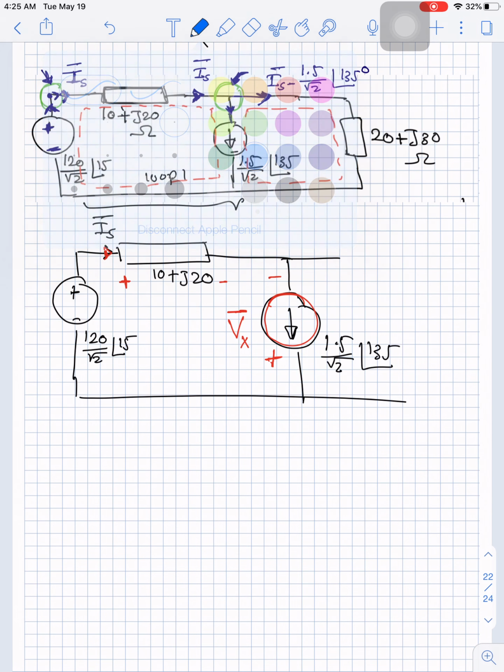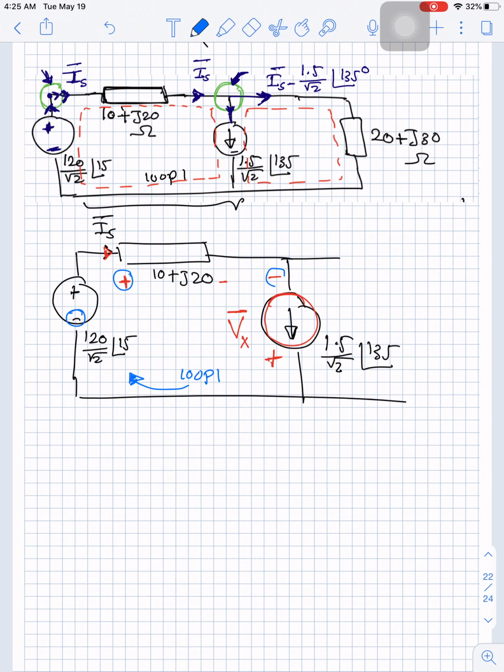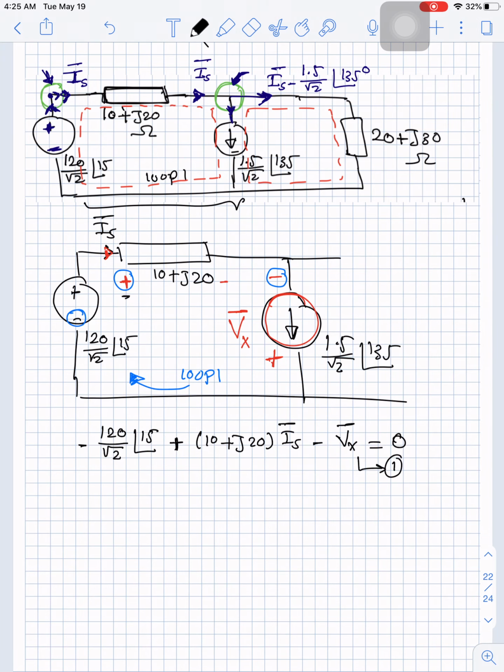So we will go in this direction. When we go in this direction in loop 1, we will have negative here, positive here, and negative here. So we can write down negative 120 divided by root 2 angle 15, positive, because we have positive here, (10 plus j20) I source, negative Vx equals 0. So here we have one equation, and this equation has two unknowns. The unknowns are I source and Vx.